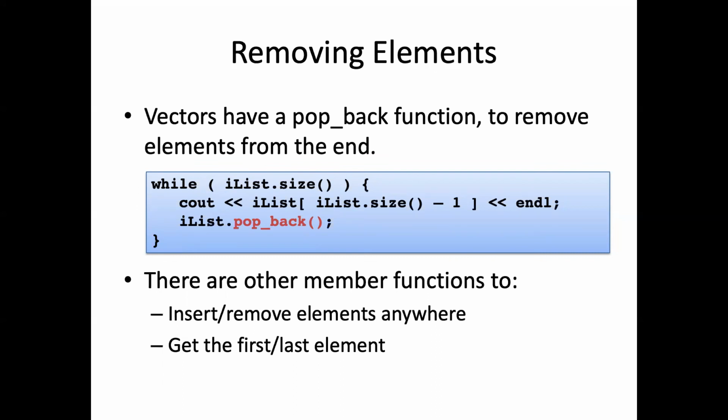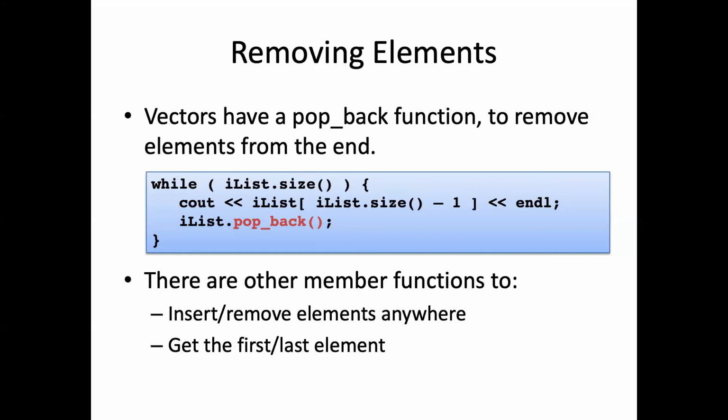Popback does not return the value that it removes. So some of that is just for efficiency. If you don't need the element, then returning it would require a little bit of extra code, and it would use up a little bit of extra stack space temporarily. So if you want to use the element you're going to remove, like I'm doing here, you better use it before you remove it from the container.